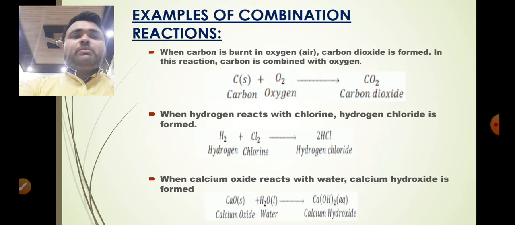We have other examples where carbon and oxygen react with each other to form carbon dioxide. Hydrogen gas and chlorine gas react with each other to form hydrochloric acid. We have calcium oxide reacting with water to form calcium hydroxide, or slaked lime. So these are the simple reactions which explain the combination reaction.